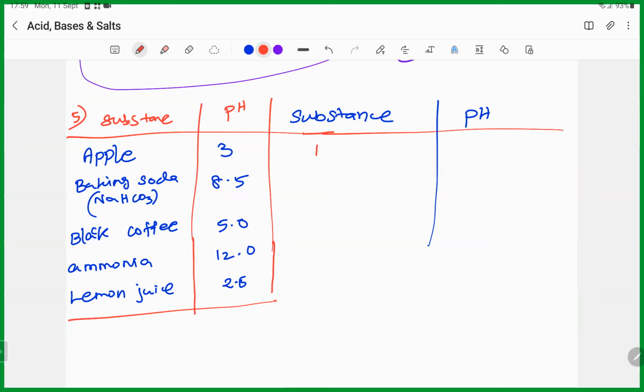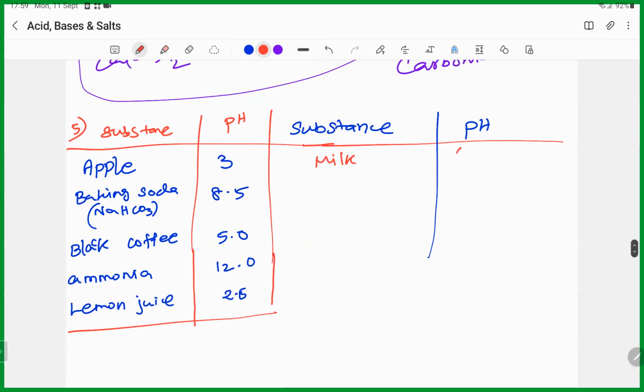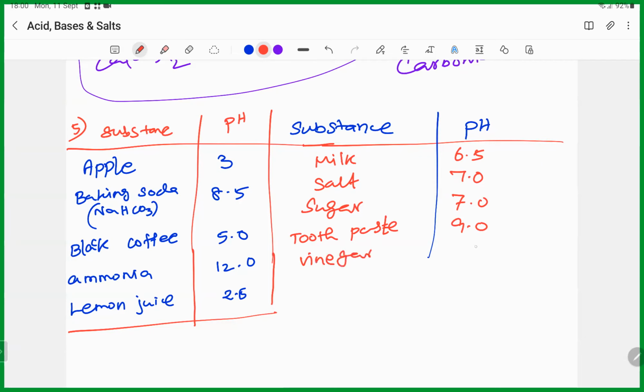Next, milk 6.5. Salt 7.0. Sugar 7.0. Toothpaste 9.0. Vinegar 3.0. What is washing soda? 11.5. You tell me the answer.